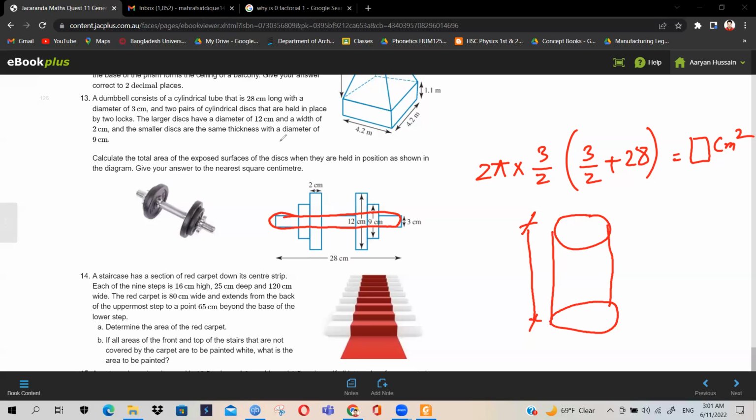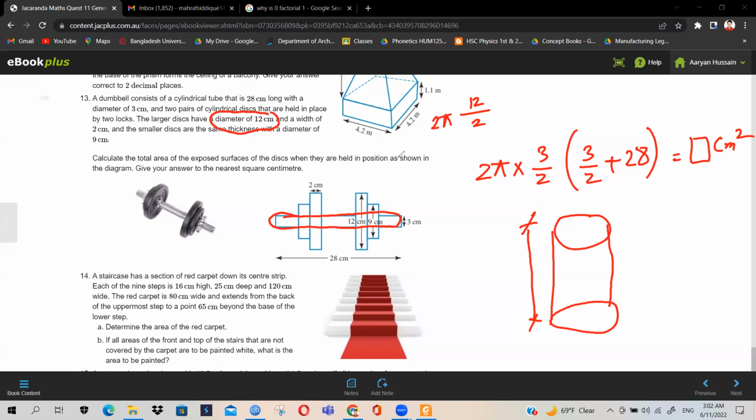As you can see, the diameter is given, which is 12 centimeters. The smaller discs have the same thickness with a diameter of 9 centimeters. The diameter would be turned into radius by dividing it by 2. So 12 by 2 for the first one, 2 pi, and the other thing that is needed is the height.